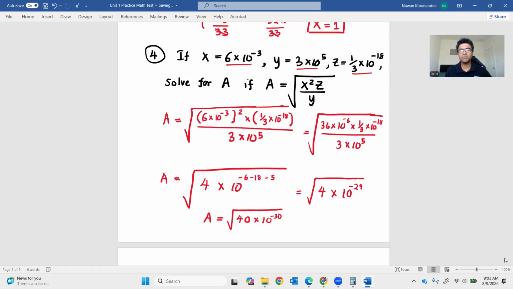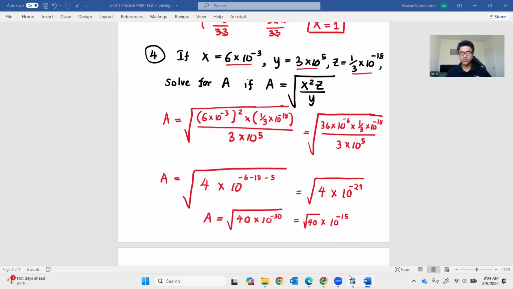Like 4 times 10 to the power minus 29. Look, 40 times 10 to the power minus 30. So what I did was that inside the square root, I multiplied by 10, that expression, and divided it by 10. Okay, that's what I did. And then I can take the square root. So square root of 40 times square root of 10 to the power negative 30 is 10 to the power negative 15. Now we can find the square root of 40.